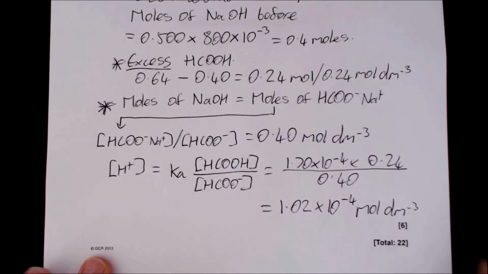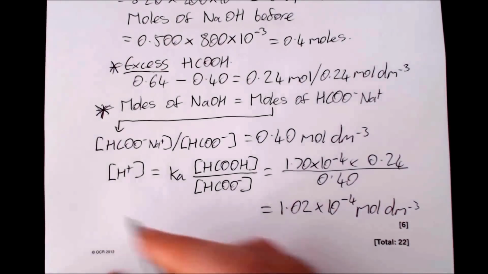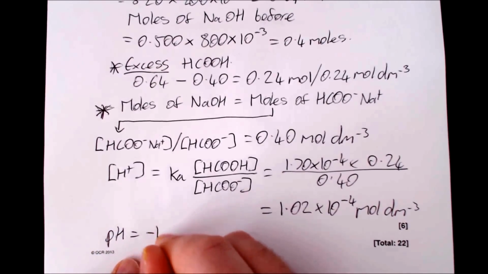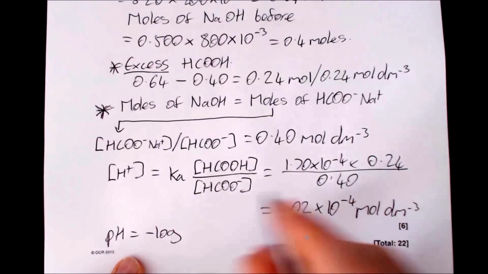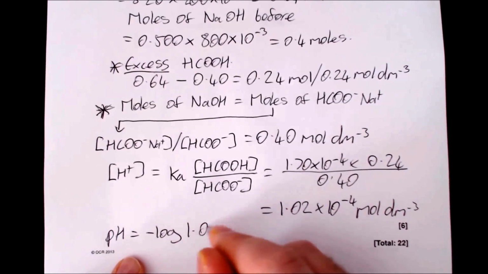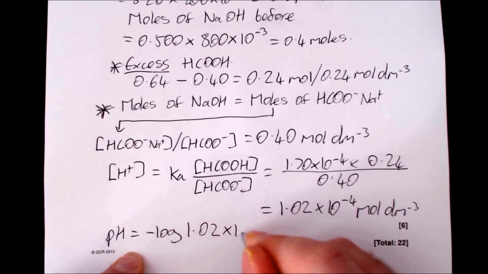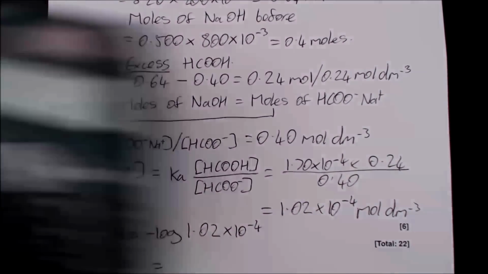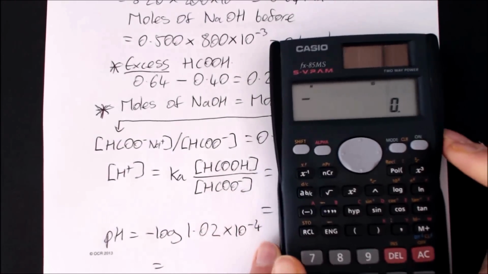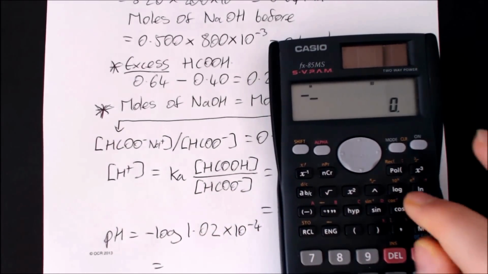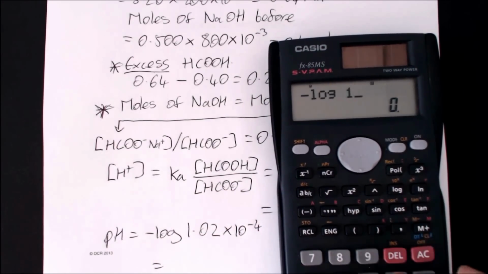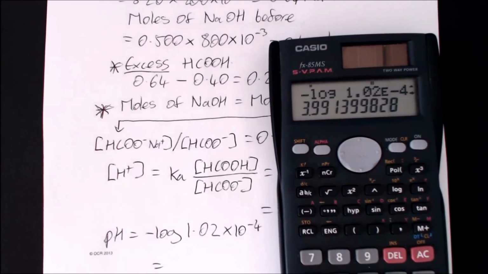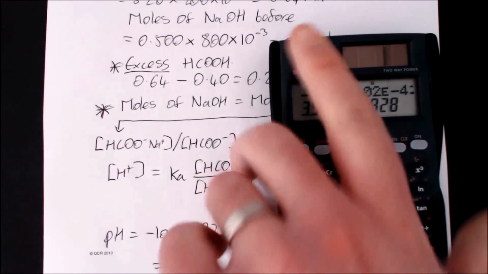And then finally, the last thing we have to do is obviously just work out pH. So pH equals the minus log of this number here, which is 1.02 times 10 to the minus 4. And then if we put that in our calculator, it's the final thing. It's a big calculation, like I say. So it's minus log of 1.02 times 10 to the minus 4, and that should give us a pH of 3.99.